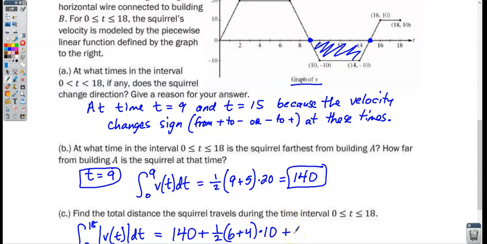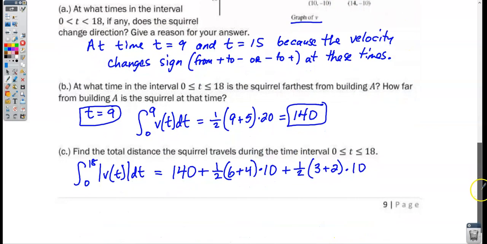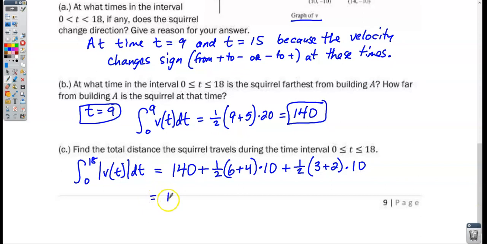And then we're also going to add this trapezoid out here. 1/2 times the average of the bases. The bases are 3 and 2, and the height is 10. And if we add all these together, we're going to get the total distance traveled by the squirrel. We've got 140 plus, let's see, that's 10 times 10 times 1/2 is 50. And then this is 1/2 times 5 times 10, so that's 25. We add all of those together, and the squirrel travels a total distance of 215.